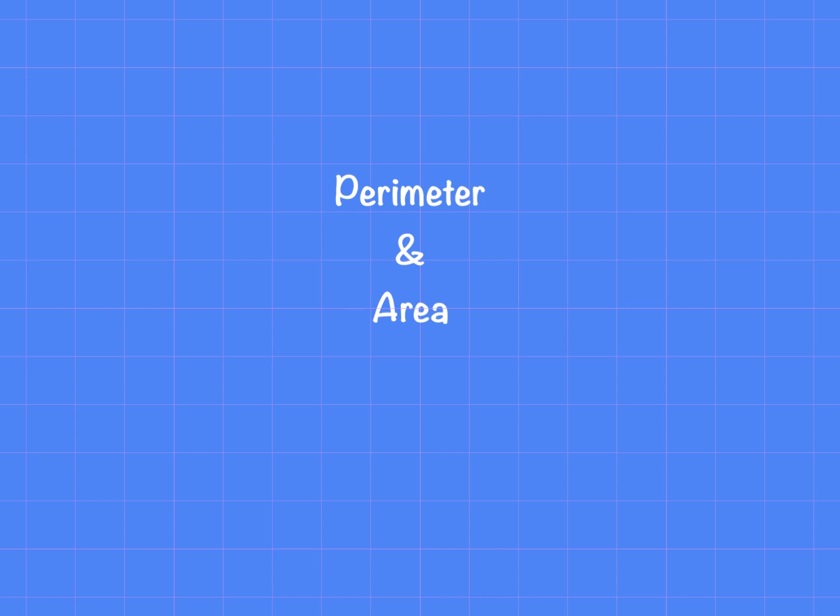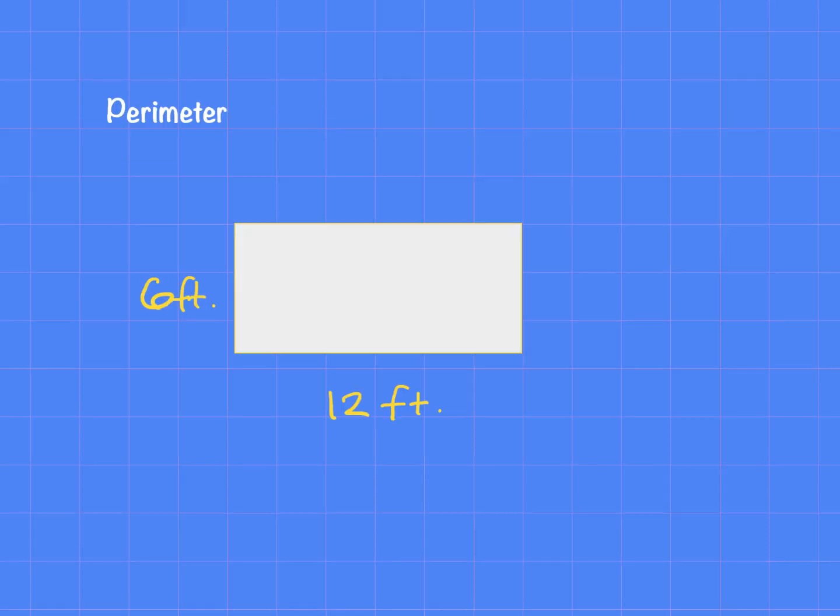Perimeter and area. We're going to discuss the differences between the two, what they mean, and how to calculate them. First, let's look at perimeter. Now, perimeter is in reference to the outside of the shape.